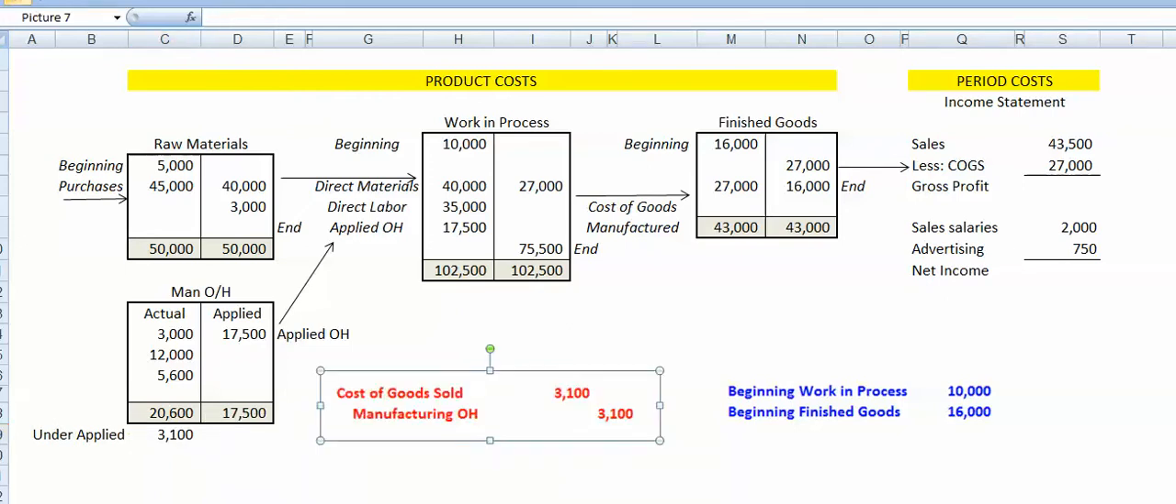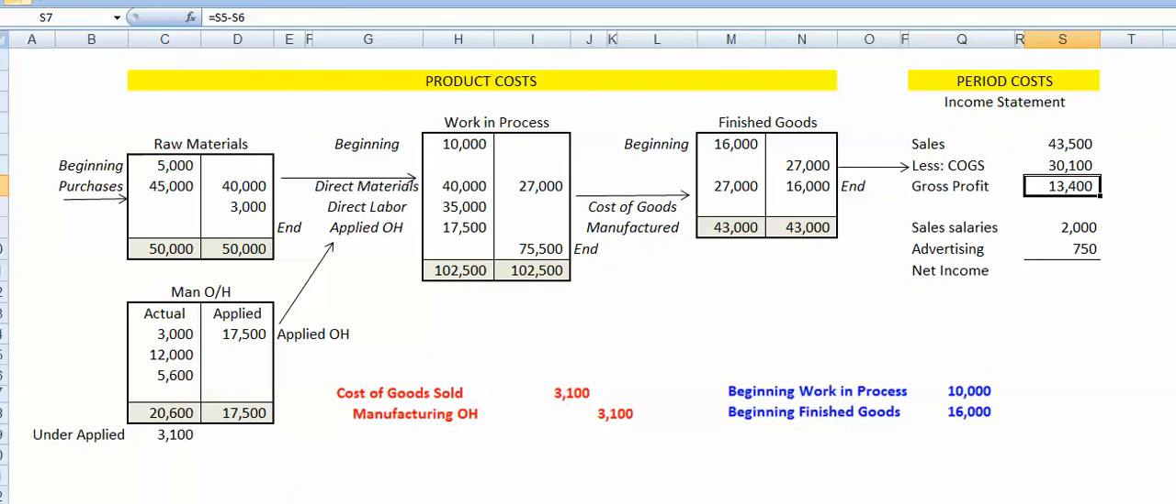Our journal entry to zero this out at the end of the year, in this case then, would be a credit to manufacturing overhead and a debit to cost of goods sold for $3,100. This will increase the cost of goods sold on our income statement from $27,000 to $30,100. We can then calculate our gross profit, which would be $13,400. That's simply sales minus our cost of goods sold. And finally, our net income, which is our gross profit minus our sales salaries of $2,000 and our advertising expense of $750.